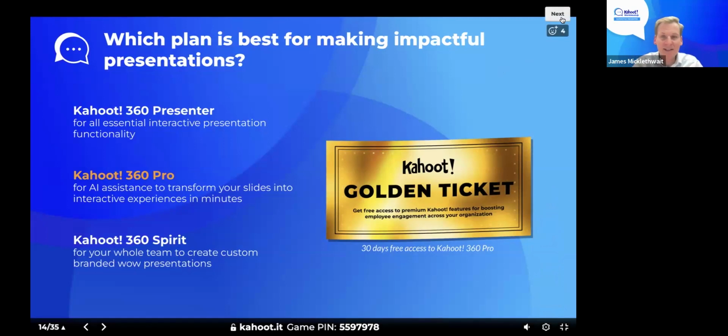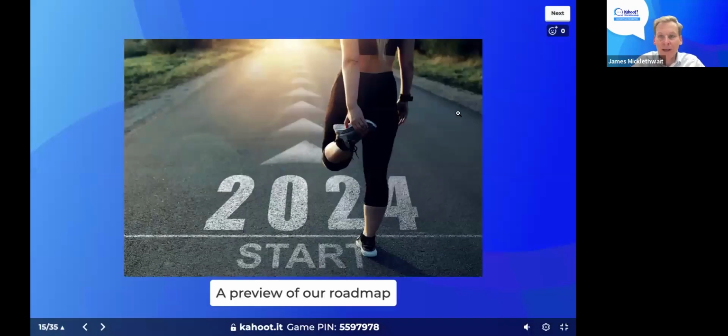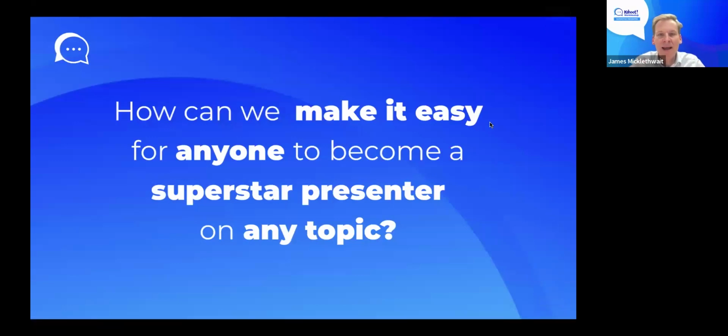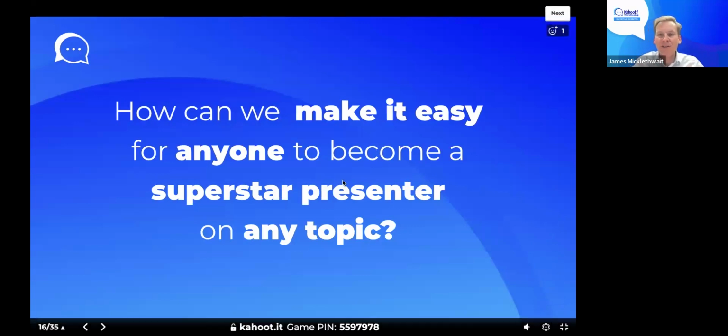So there we go. That is it for how to make interactive presentations today. Now, here comes the roadmap, the sneak preview into what's coming up next. What we've been working on with our product team is this simple question based on customer feedback. How can we make it even easier for absolutely anyone to become a superstar presenter on any topic?